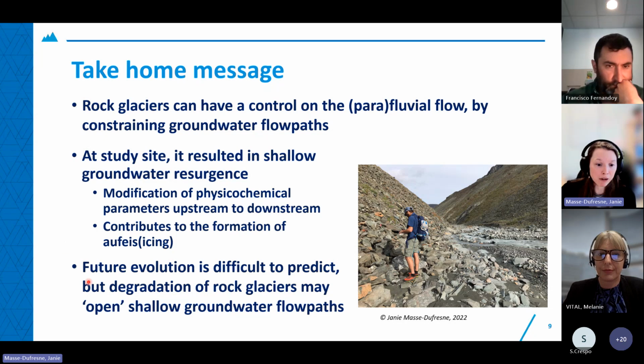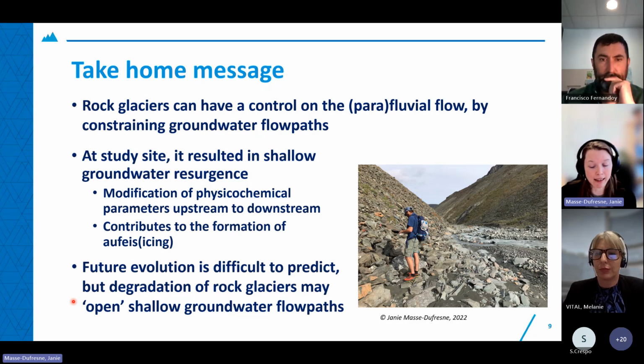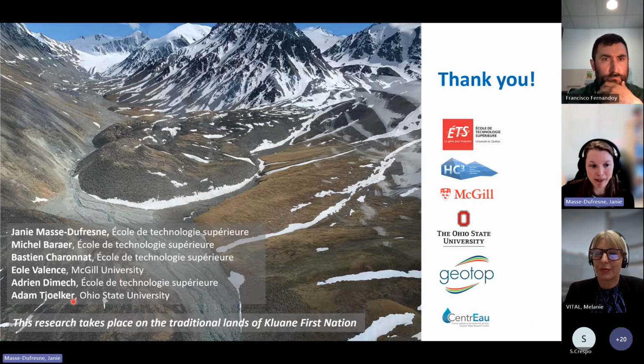So the future evolution is quite hard to predict, but if we think of rock glacier degradation or ice melting, we may think that this might open more shallow groundwater flow paths, and that the flow or the quantity of water into the stream will change over time, maybe becoming less important. So this is the end of my presentation.